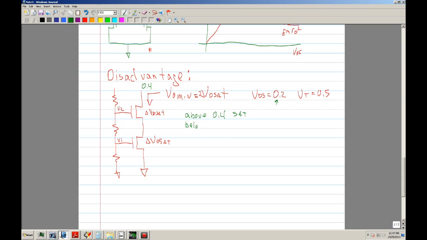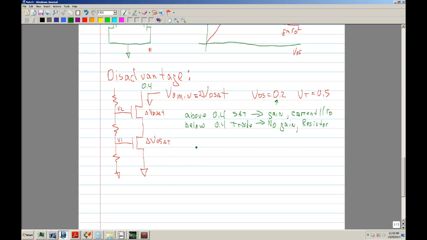Anything below 0.4, it's in triode. And then you lose all amplification, no gain, basically. It actually acts as a resistor. When it's in saturation, you have gain because you have a current source, and of course that's in parallel with RO.